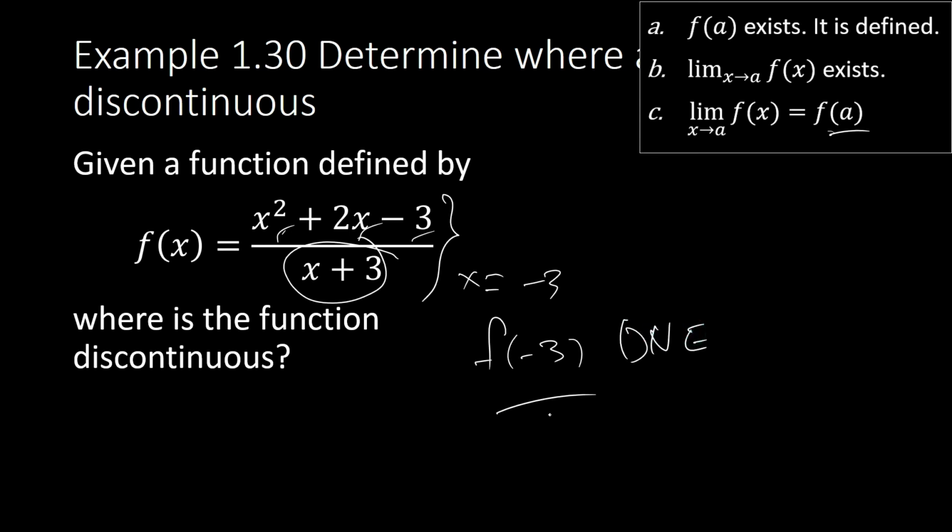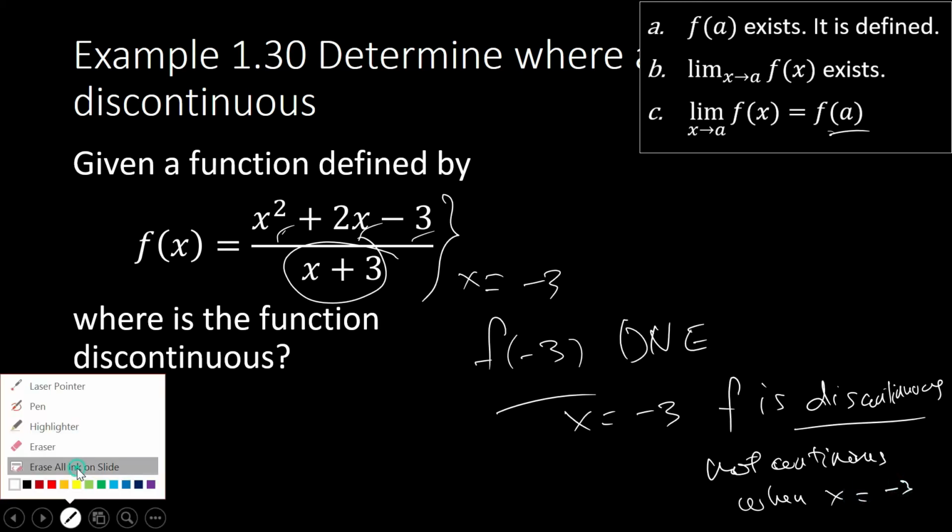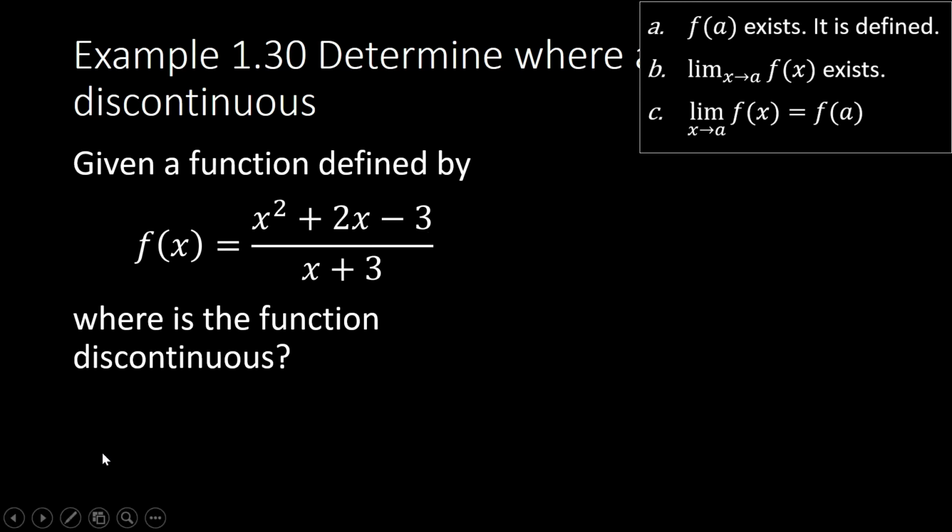And so when x is equal to -3, your function is discontinuous, or not continuous, when x is equal to -3. Now let us not stop there, okay? Let us not stop there.